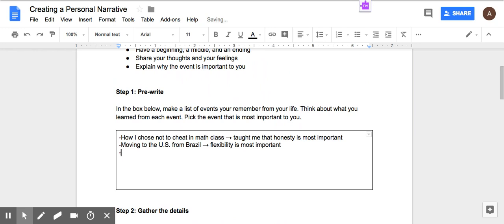I could write about when my grandfather died. And an important lesson that I learned from that was that it's important to spend time with family. Family is most important because I hadn't spent as much time with my grandfather as I would have liked to. And when he died, it was a lesson for me that taught me how important it is to spend time with your family when you still have them.